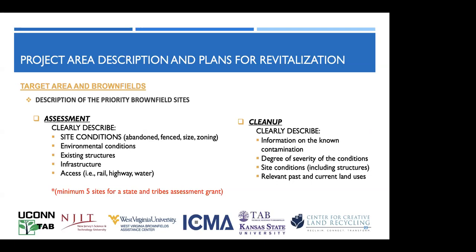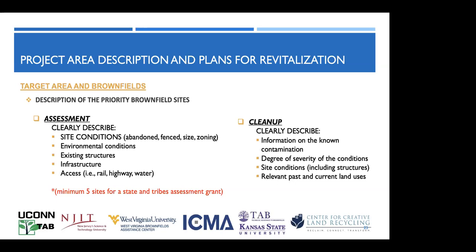So the description of your brownfield sites: here you really want to give as much information on the sites that you highlight in your application. For assessment grants, you want to clearly describe the site conditions. Is it abandoned? Is it fenced in and secure? What is the size of the site? What's the zoning? What are the environmental conditions on the site? Are there existing structures remaining? Is it just the building slabs? Is it overgrown? What kind of infrastructure is at the site, and what kind of access does the site have? Is it next to a waterway? Does it have rail? Is there good access to a larger highway system?